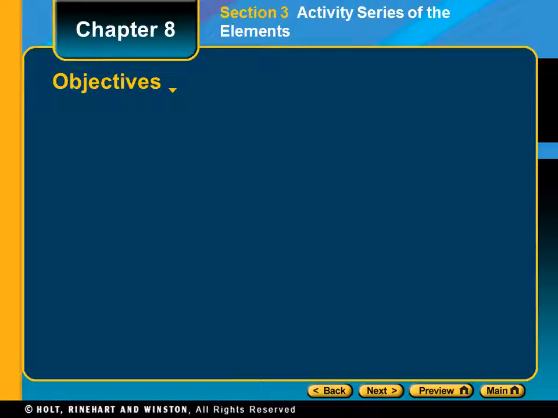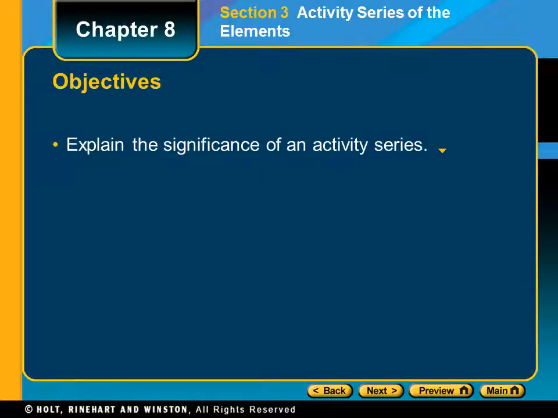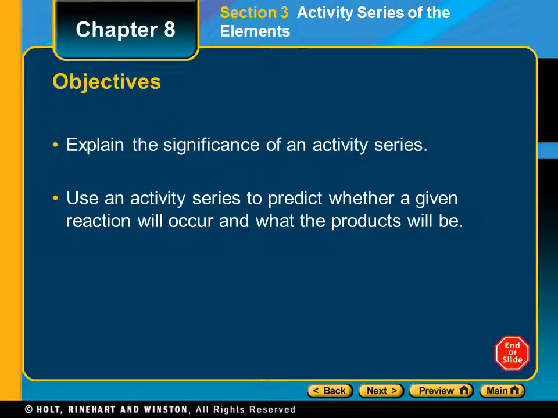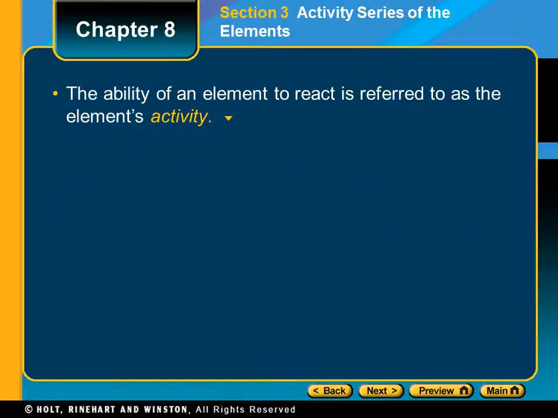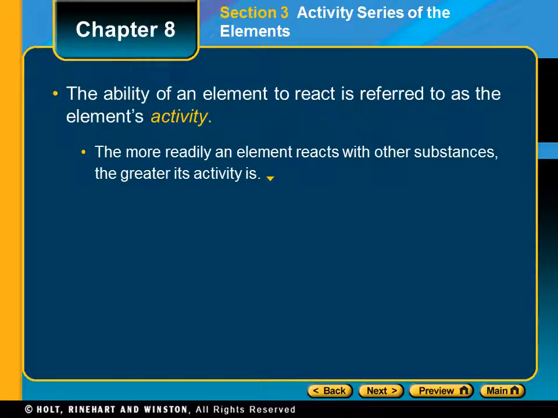All right, very quickly, guys, we won't spend a lot of time on this, but I just want to introduce in Section 3 the activity series of elements: explain the significance of an activity series, and be able to use an activity series to predict whether a given reaction will occur and what the products will be. Pretty straightforward here. The ability of an element to react is referred to as the element's activity. There's a definition you should know. The more readily an element reacts with other substances, the greater its activity is.